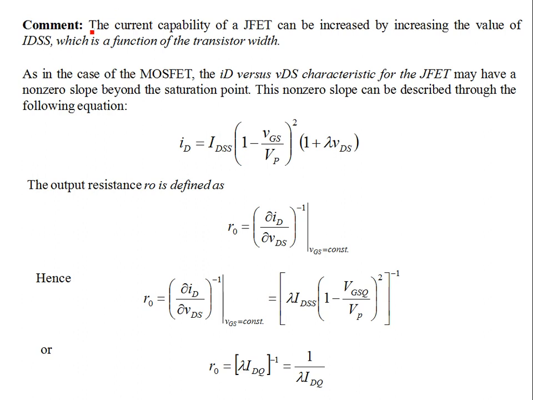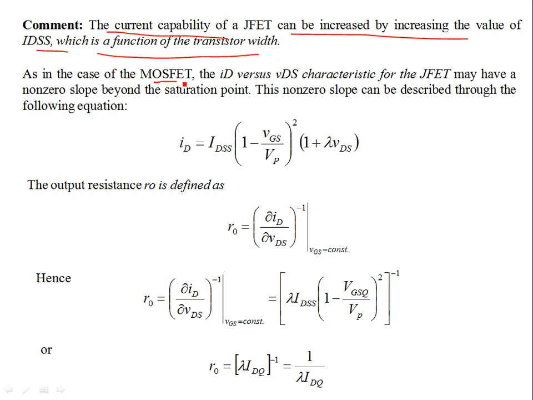Now one comment about this example is that the current capability of a JFET can be increased by increasing the value of IDSS, which is a function of the transistor width, or call it the channel width. If you increase the channel width, the current handling capability of the transistor increases. So you can affect this parameter IDSS, which is dependent on the channel width.